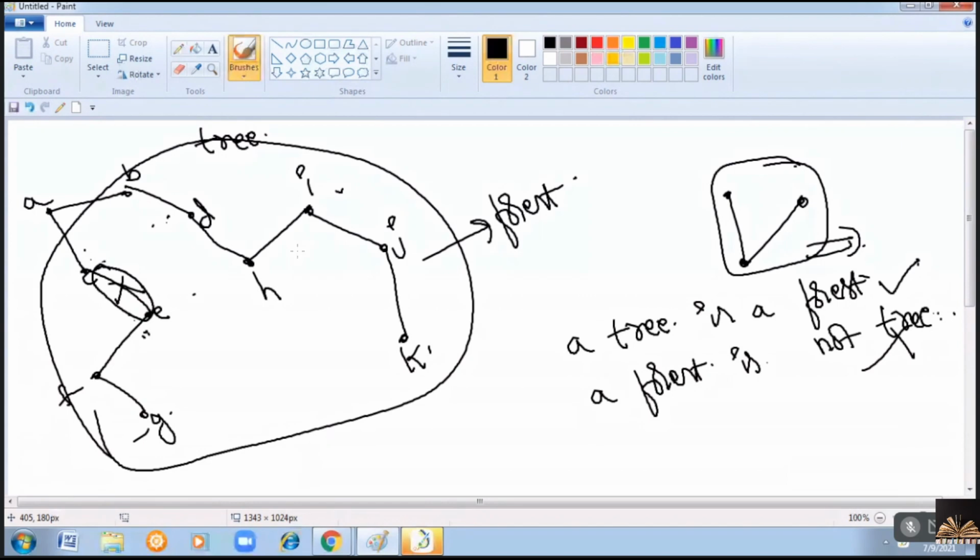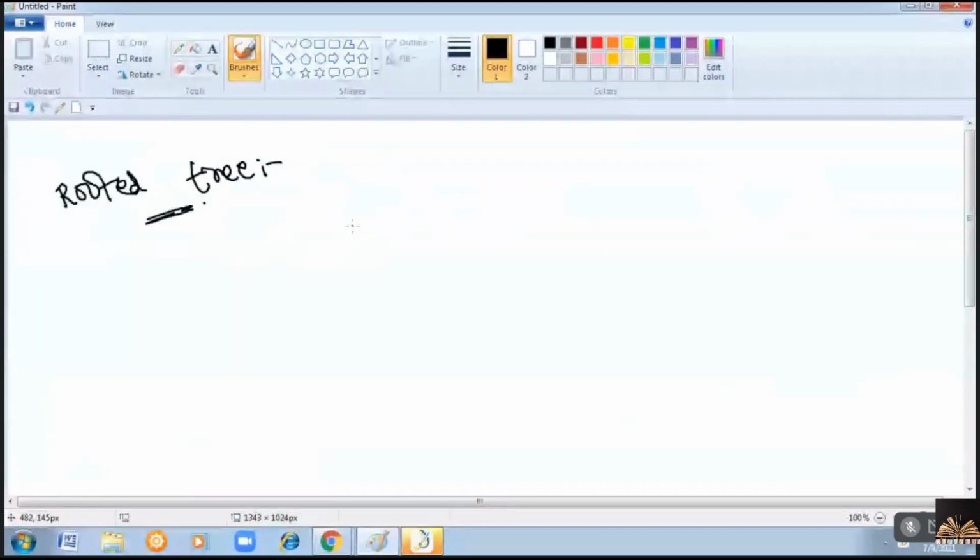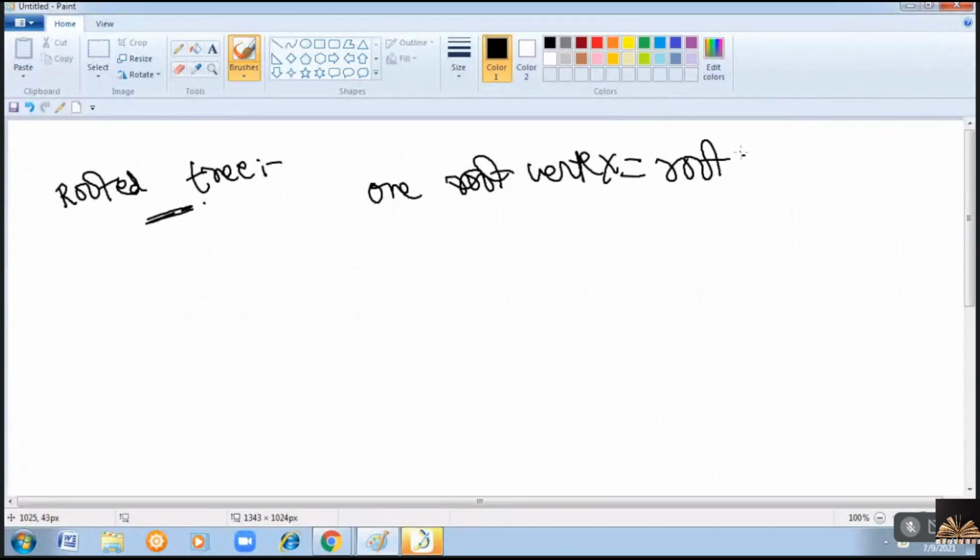What is a rooted tree, ma? A rooted tree means it is a tree where one vertex will act like a root.